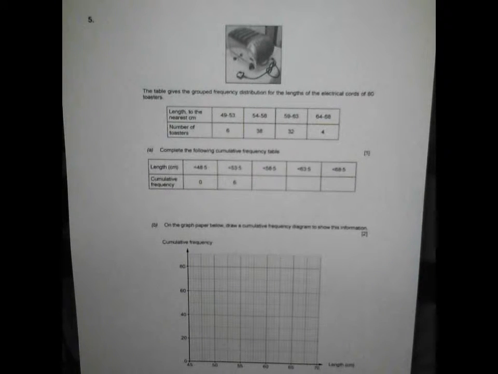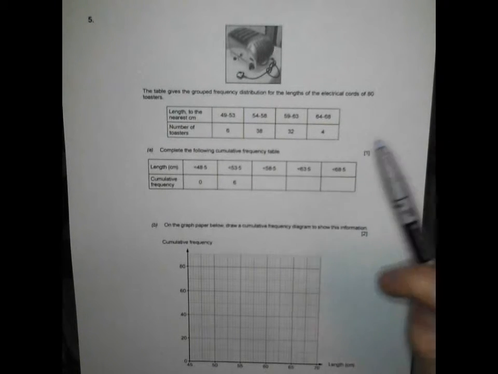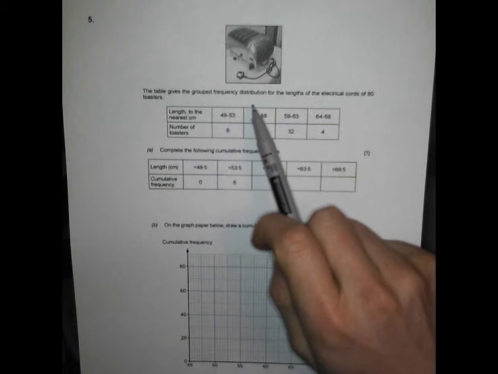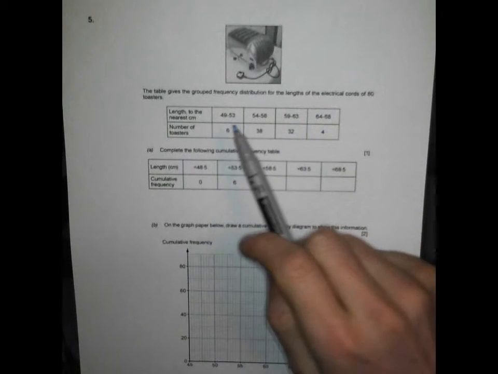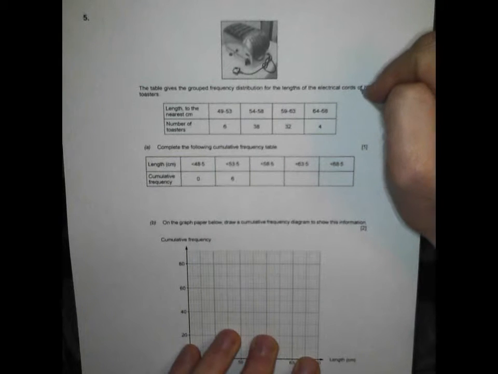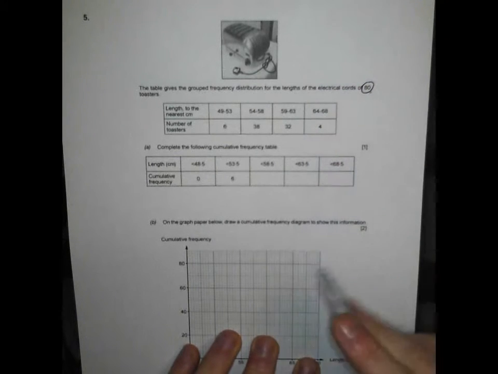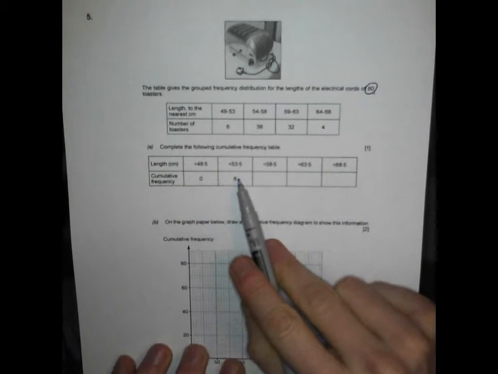Mr. Barton. Now let's make sure we get the full marks on this fairly standard cumulative frequency and box plots question. We've got a grouped frequency distribution for the length of electrical cord of 80 toasters. Put a little circle around 80 just so we know what we're dealing with here. And we've got one of these funny setups again.